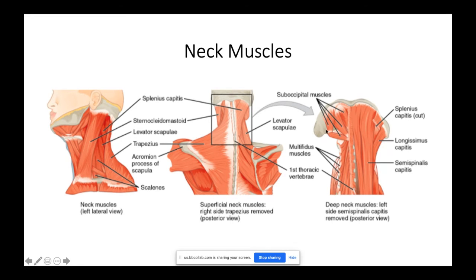These suboccipital muscles are very, very short, powerful muscles that go from the base of the occiput to C1. Some of these go from the occiput to the C1 vertebra, and some go from the C1 vertebra to the C2 vertebra. It kind of makes this triangle. Can you see this triangle? They call it the suboccipital triangle right here.